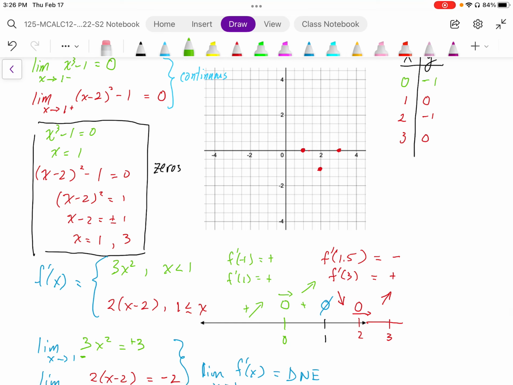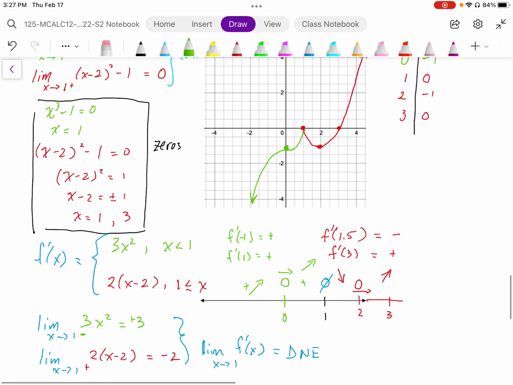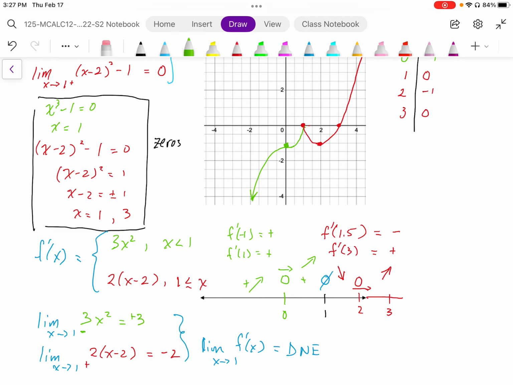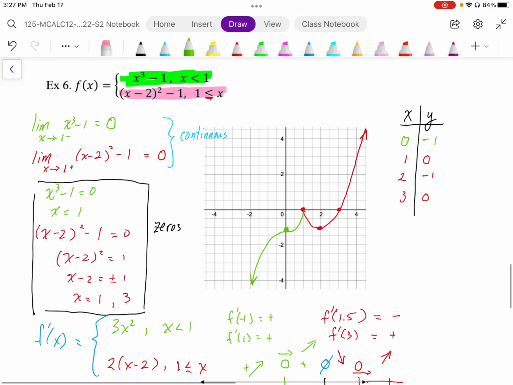Okay, and we know that at 0, negative 1, from my slope chart, I can see that there's a slide through that point. So it's going to be a slide through that point like this, and then it's going to hit that point with a slope of 3. But it's going to change slope to negative, come down through the min point, and then it's going to keep on going up like this. So that's what my graph is going to look like. Okay, and I could do a second derivative test on this, but again, this one does not ask for a second derivative test.